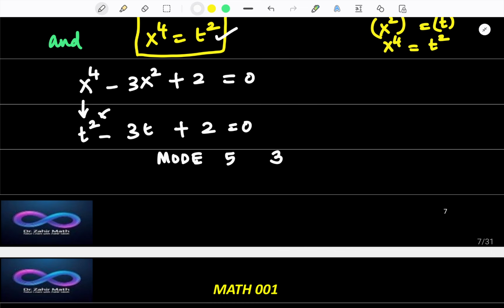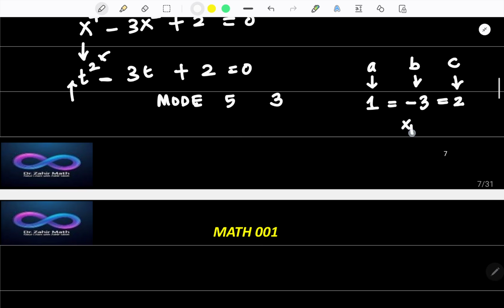If I use mode 5 3, come on everybody, take your calculator. Mode 5 3. If I use A, B, C in the screen, it will come. What is A? A is nothing but 1. Coefficient of t square. What is B? Coefficient of t, which is minus 3. Don't forget this minus. And the C is the constant, which is 2. Right. So when you press equal, equal, equal, you will get x1 equals. x1 is equal to how much you get? x1 is equal to I got 2 and x2 is equal to I got 1. Yes, you will also get it.